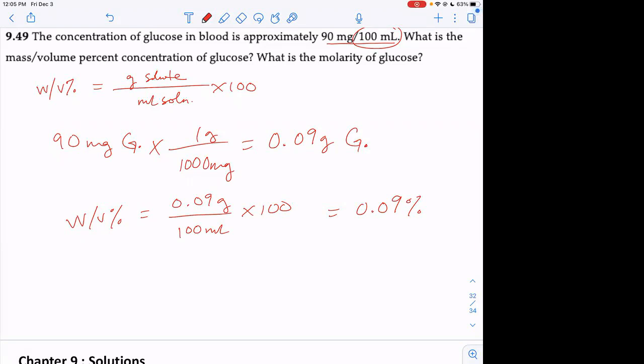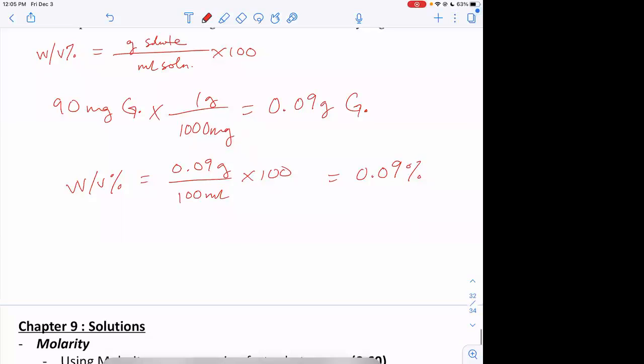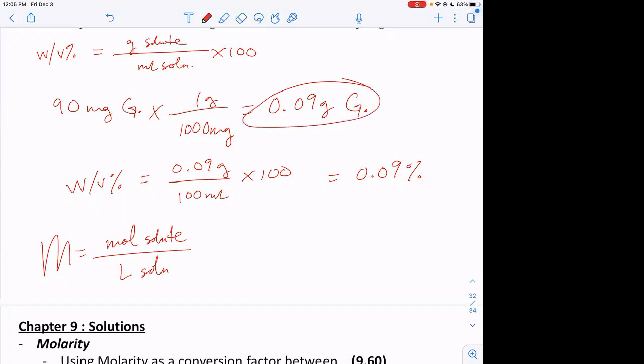But then it asks for what the molarity of glucose is. So here, what is molarity? Molarity is equal to moles of solute over liters of solution, and you don't times it by anything. So we need moles of glucose and liters of solution. I would take this 0.09 grams and convert it to moles. You need the molar mass. I would probably give you the molar mass. It's 180.156 grams per 1 mole.